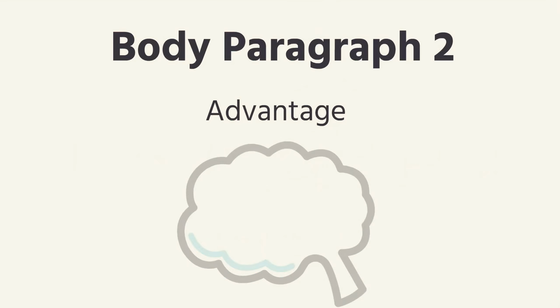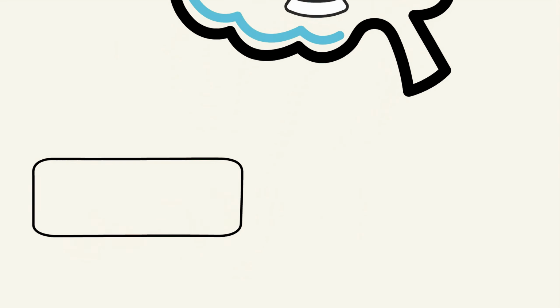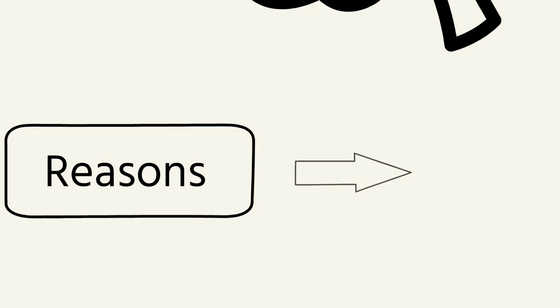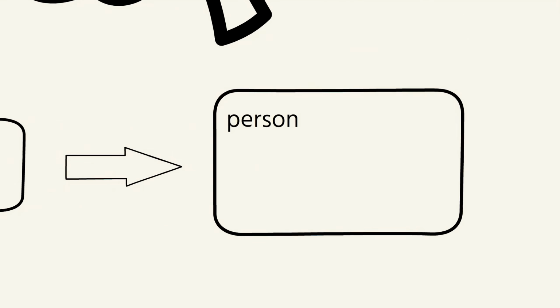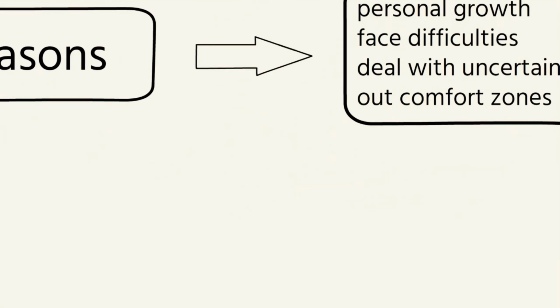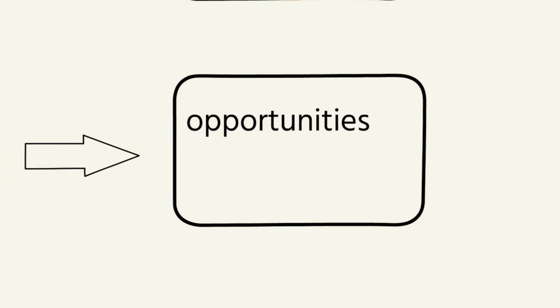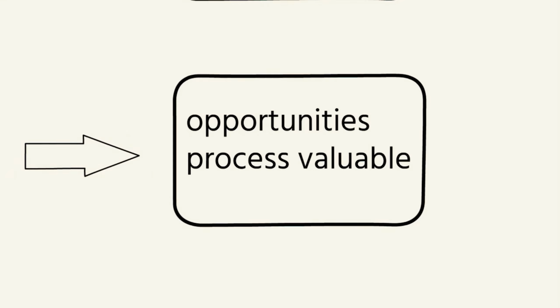Body paragraph 2. Argue objectively for the pros. First, the reasons. Those who support risk-taking argue that risk-taking leads to personal growth because it helps people learn to face difficulties, deal with uncertainty, and step out of their comfort zone. Second, the consequences. It opens up opportunities. For instance, many entrepreneurs start by taking big risks. Regardless of success, the process of risk-taking is valuable in itself.